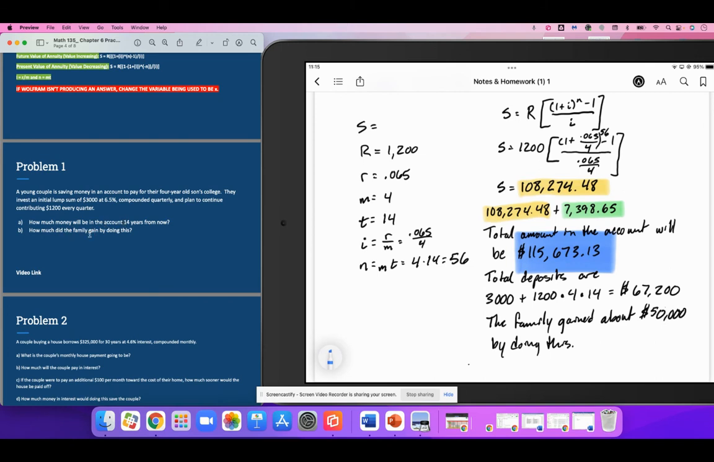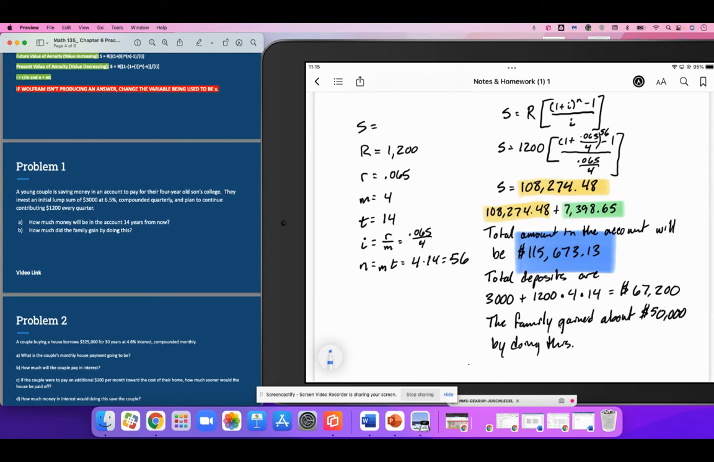And then the second piece, how much did the family gain by doing this? And so just by doing some simple math, the total deposits were the $3,000 initially, and then the family did $1,200 every quarter for 14 years. And so if I do the math in Wolfram and I add all that up, I get $67,200. And so it's pretty awesome that these people only put in $67,000 and they're going to have an account that has $115,000 in it.